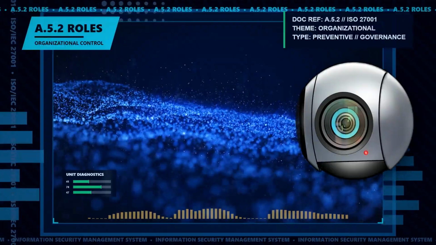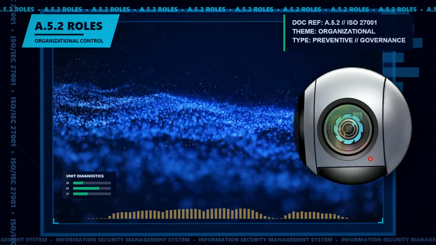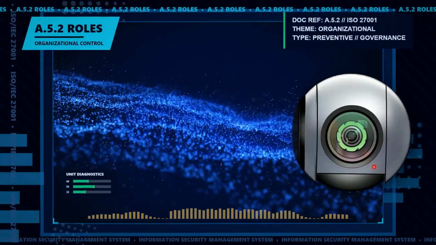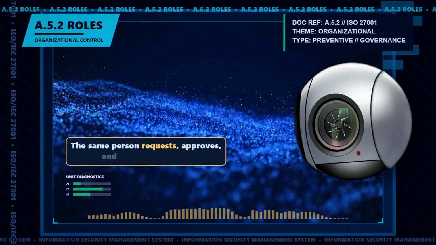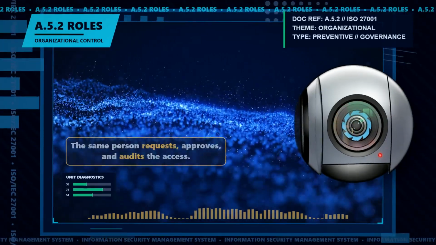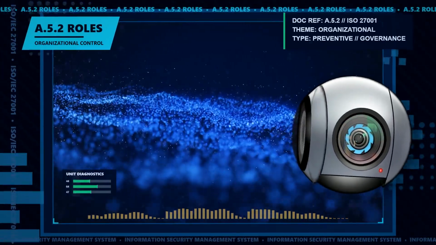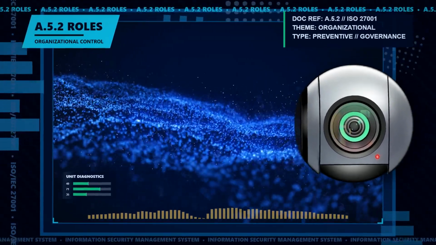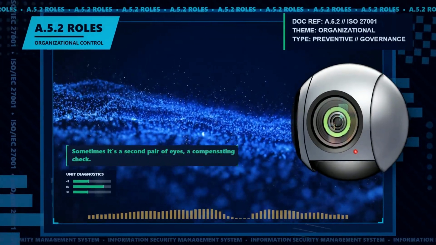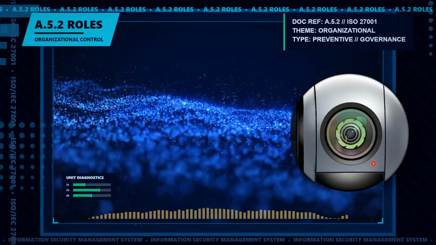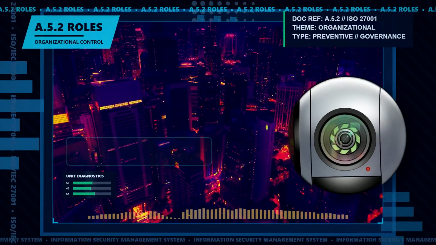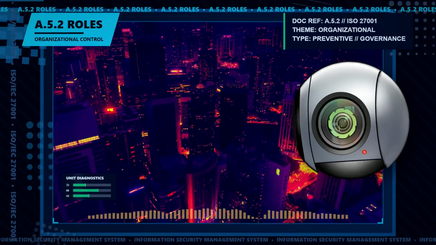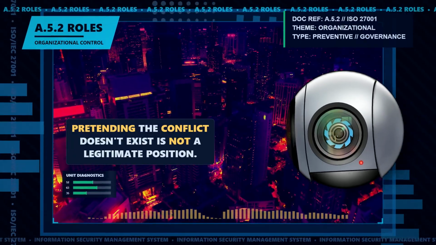And a bonus failure I'll throw in free. Segregation. The standard flags it here, and Annex A Control 5.3, Segregation of Duties, picks it up properly. Same person requests the access, approves the access, and audits the access. In a small team that happens constantly, and the honest answer isn't always to hire someone. Sometimes it's to have a second pair of eyes, a compensating check, and to actually say out loud in your documentation that you've accepted the residual risk because you're 12 people. That's a legitimate position. Pretending the conflict doesn't exist is not.